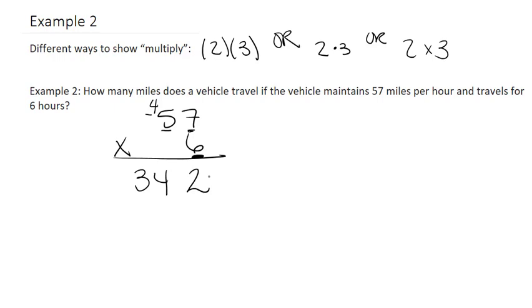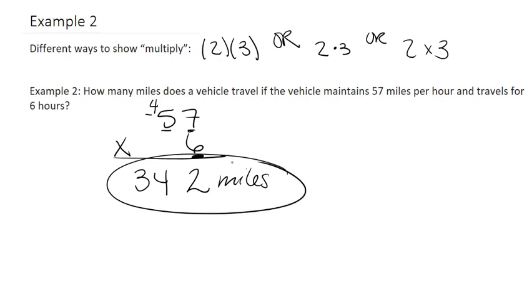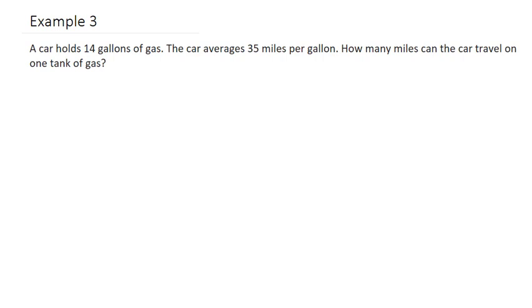So if the vehicle traveled at 57 miles per hour and maintained it for 6 hours, it would travel 342 miles. So let's do another example. Example 3. A car holds 14 gallons of gas. The car averages 35 miles per gallon. How many miles can the car travel on 1 tank of gas?